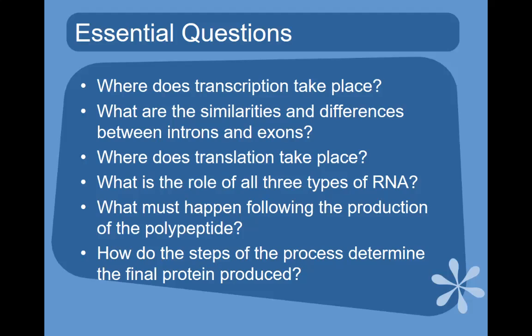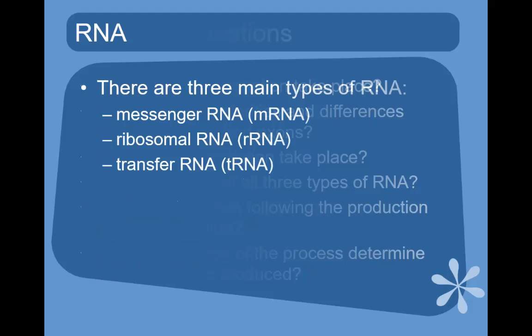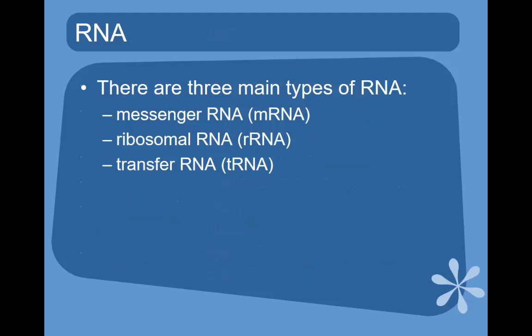So let's review what the three main types of RNA are, and then we'll talk about how they're used throughout this process of protein synthesis. There are three main types of RNA: messenger RNA, we know as mRNA, ribosomal RNA, which we know as rRNA, and transfer RNA, which we know as tRNA.